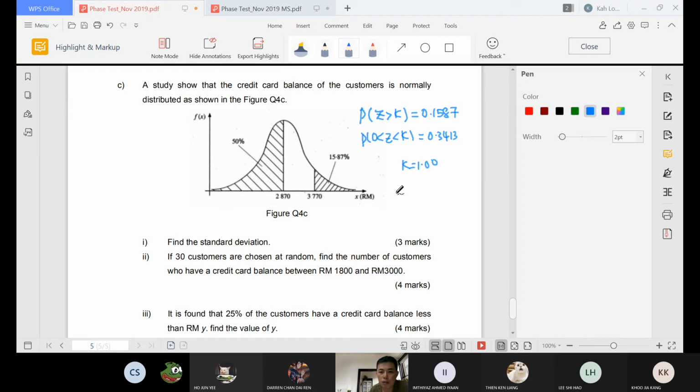Okay, now your z-score is 1. So turn back to the x. (x minus mu) over sigma is 1. So your x is what? 3770 minus 2870 over sigma. You want to find the standard deviation equal to 1. Okay, tell me what is the sigma?